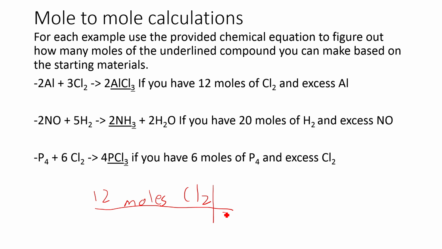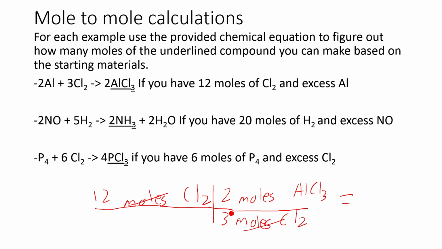You'll note that there will be 3 moles of chlorine on the bottom because we want our moles of chlorine to cancel. And that for every 3 moles of chlorine we have, according to our balanced chemical equation up above, there would be 2 moles of AlCl3. You'll notice the moles of chlorine do indeed cancel. We get 12 times 2, which is 24, and then we divide that by 3, which is going to be equal to 8. So we are going to have 8 moles of aluminum chloride, AlCl3. So that's our first one.